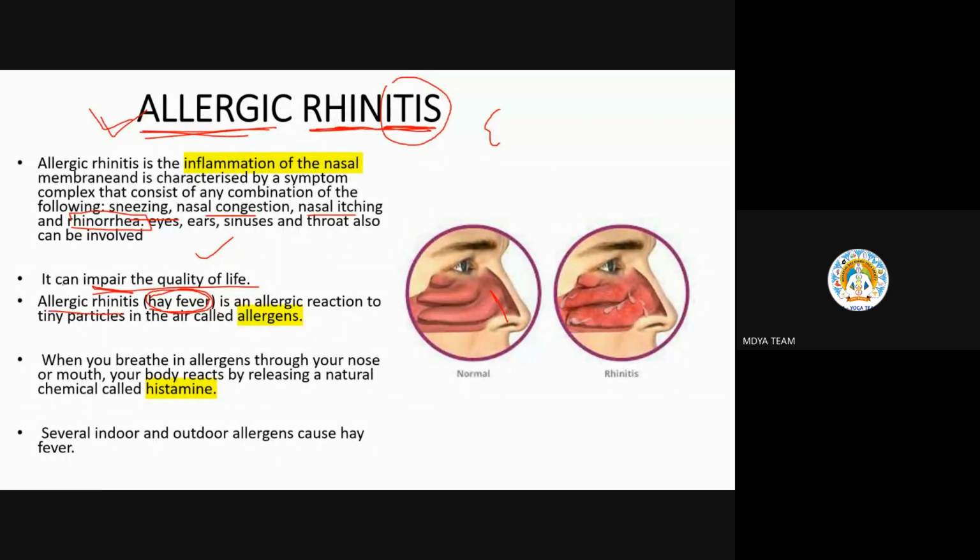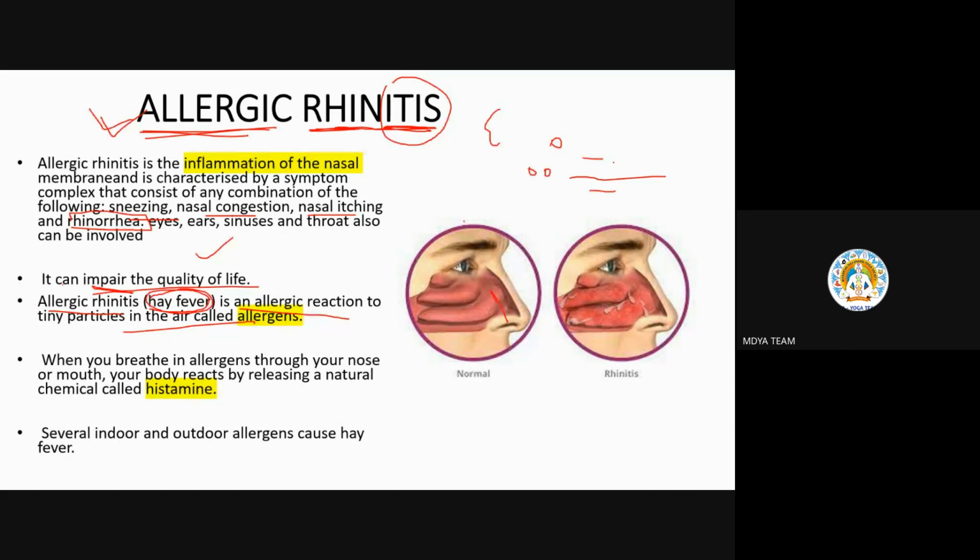You must remember this is an allergic reaction to tiny particles in the air. So what are allergens? Now we'll understand allergens. In our air itself, there are some tiny particles present which are not visible to us, maybe visible through a microscope, but not in normal conditions. These small particles in the environment, in the air, are called allergens.